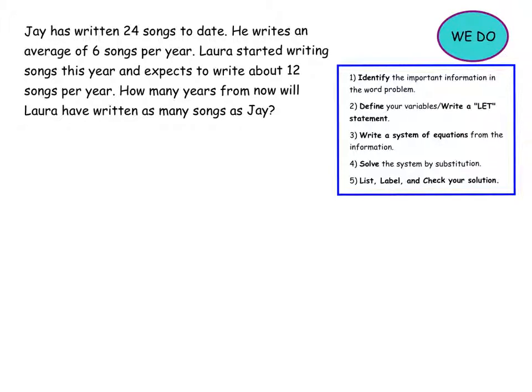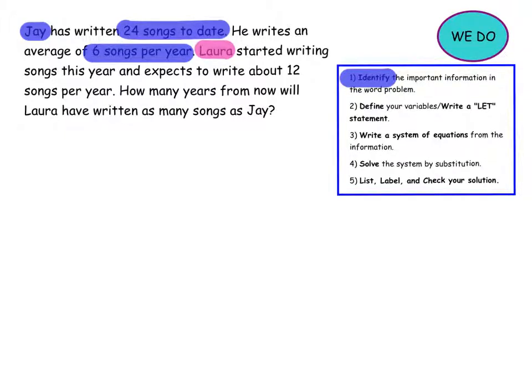So, just like last time, we first want to go through and identify what's important. So Jay has 24 songs, and he writes 6 songs per year. Laura just started writing and expects to write about 12 songs per year. And it's asking, how many years from now will Laura have written as many songs as Jay?